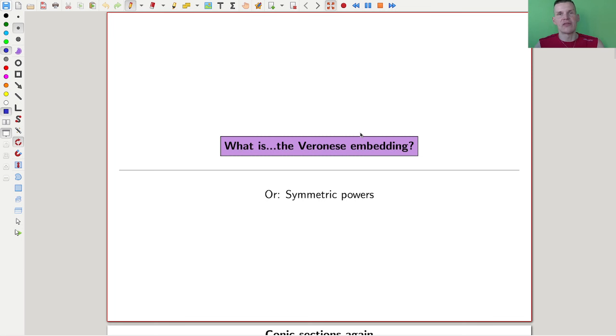Okay, welcome everyone to this continuation of what is algebraic geometry. Today I would like to tell you about symmetric powers in algebraic geometry, and it'll take a while until I get there. And I do this under the term of the Veronese embedding.